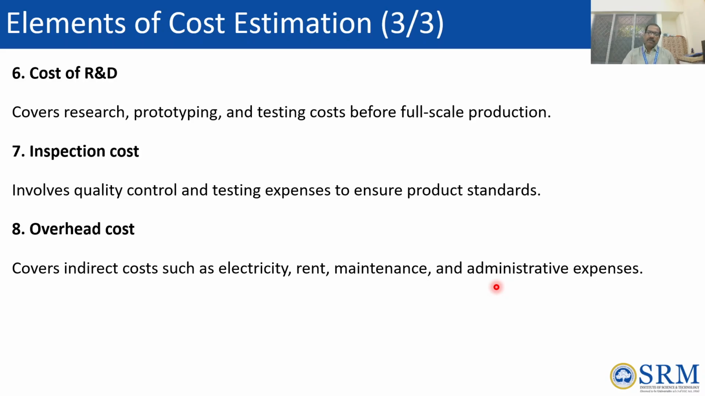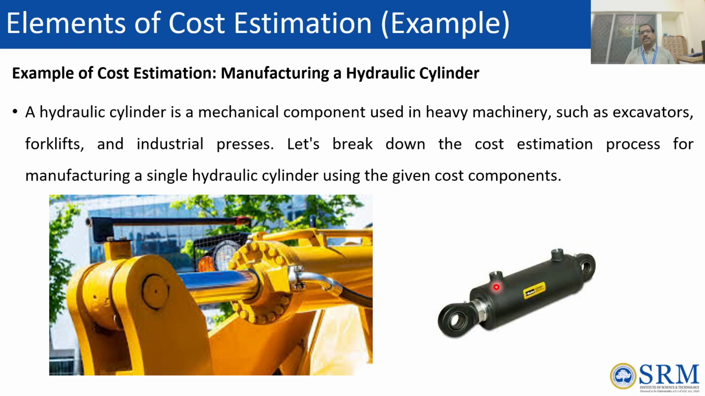So with this, I'm going to give some example. With the example, we can go further about what are all the elements of cost estimation. So the example which I consider is the hydraulic cylinder. The manufacturing of a hydraulic cylinder. You know where it is used. It's used in heavy machineries like excavators or forklifts and industrial press. They use this kind of hydraulic cylinder. So how are we going to do the cost estimation for this hydraulic cylinder making?